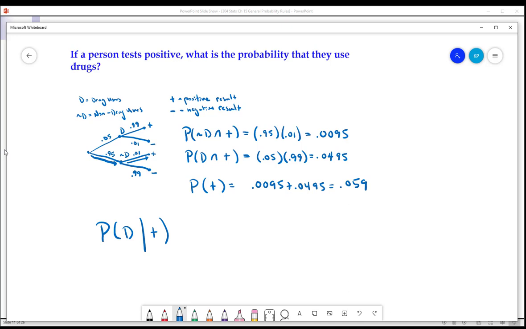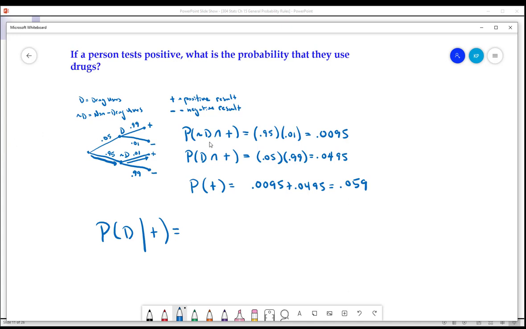And so remember, whatever we're given, and we're given that they tested positive, that becomes our new total. So the first thing we have to do is calculate what's the probability of a positive. So we have to do the probability that they do drugs and they test positive, and what's the probability that they don't do drugs and they test positive.